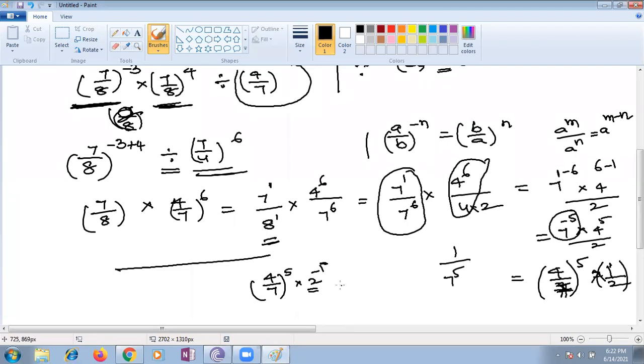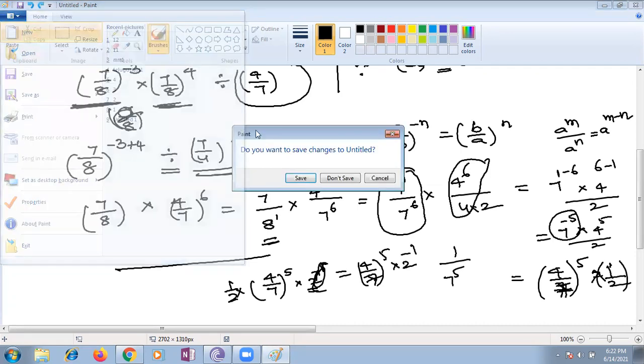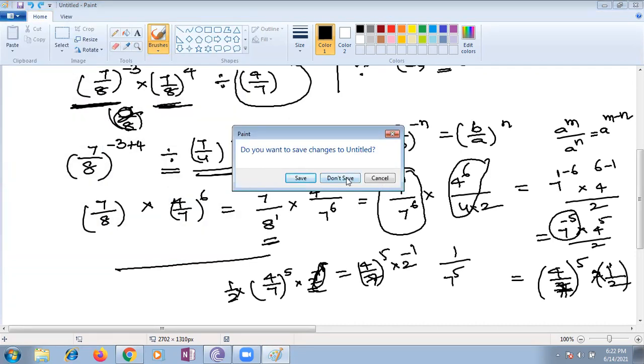We can write it directly also as 1 by 2, or else you can write 4 by 7 whole power 5 multiplied with 2 power minus 1. Children, in the end you are applying each and every law till the last step of your simplification. This is the part. Children, any doubt here?